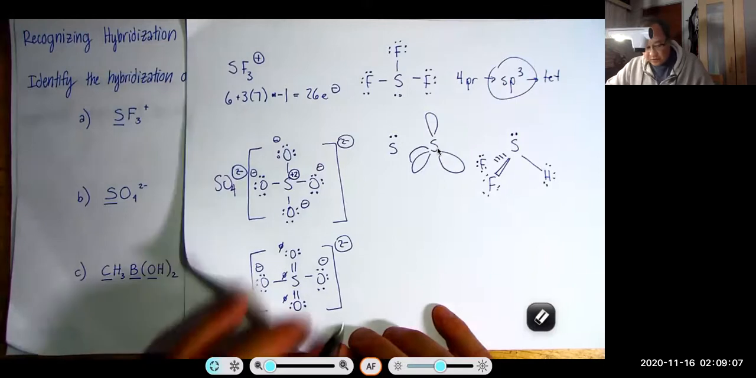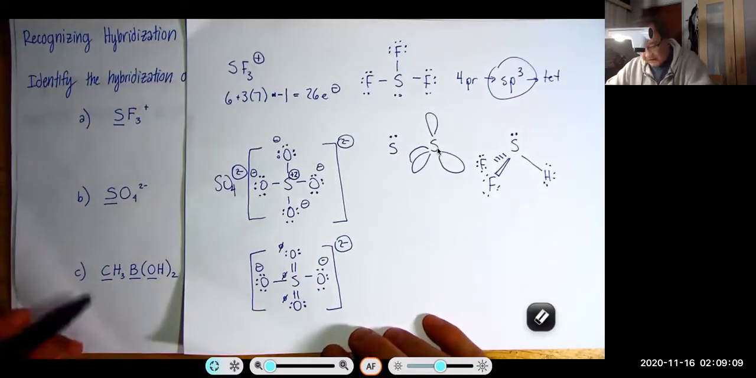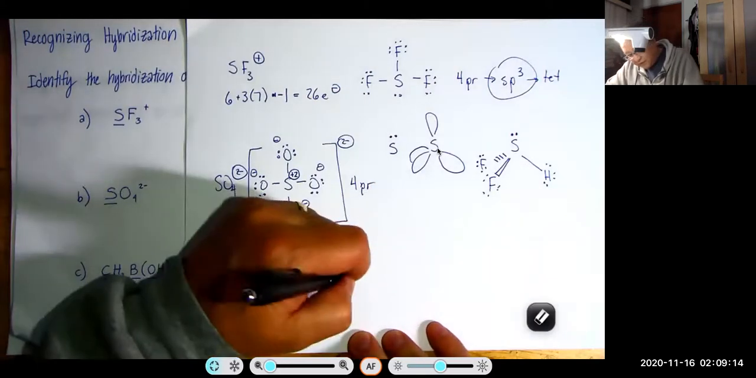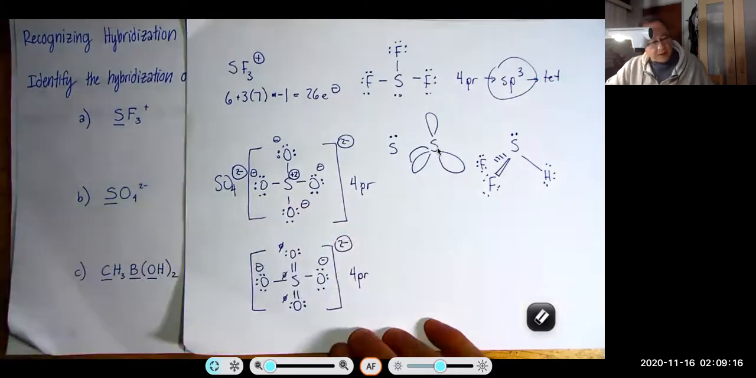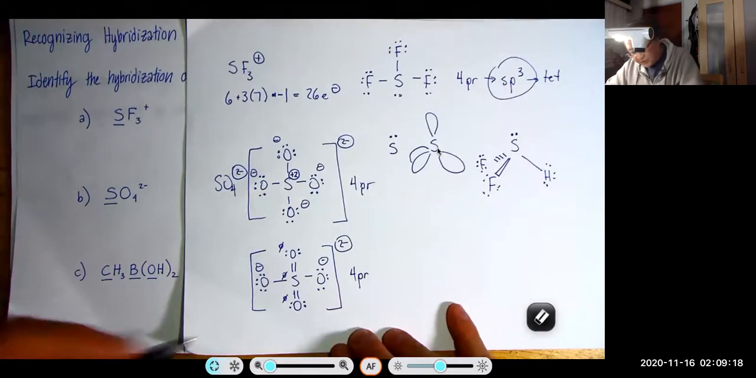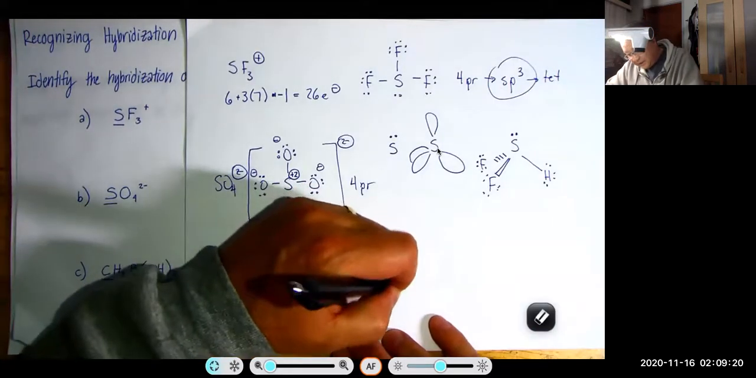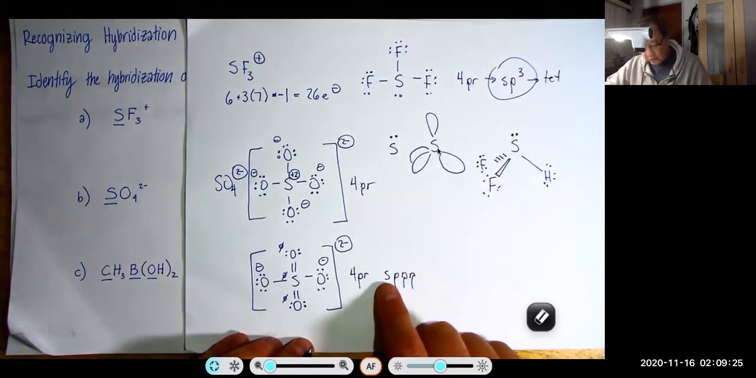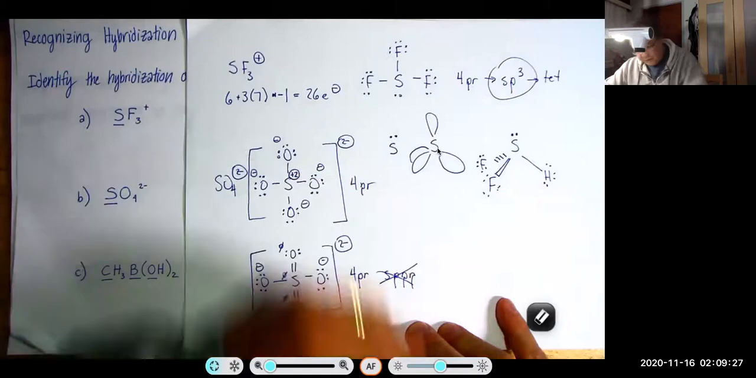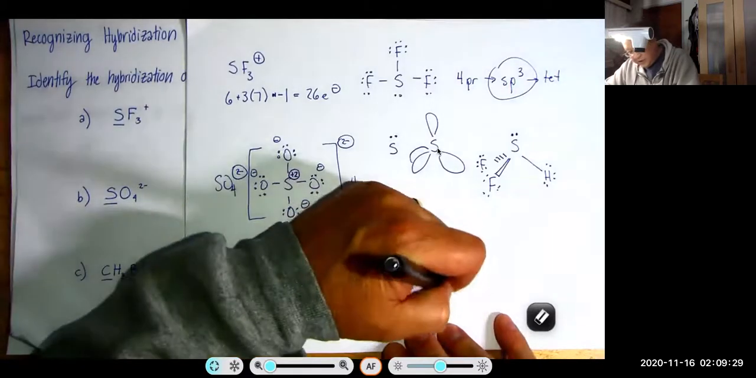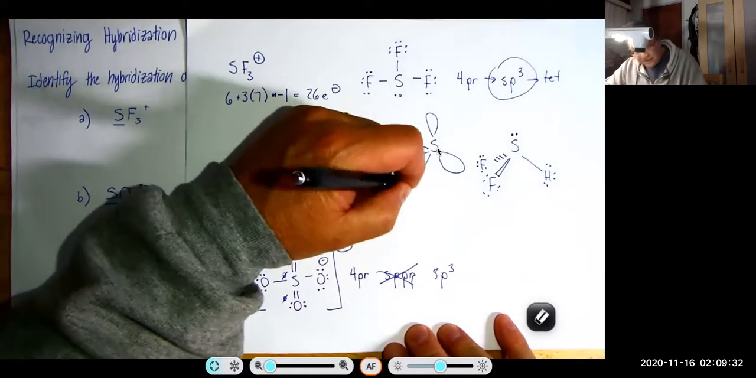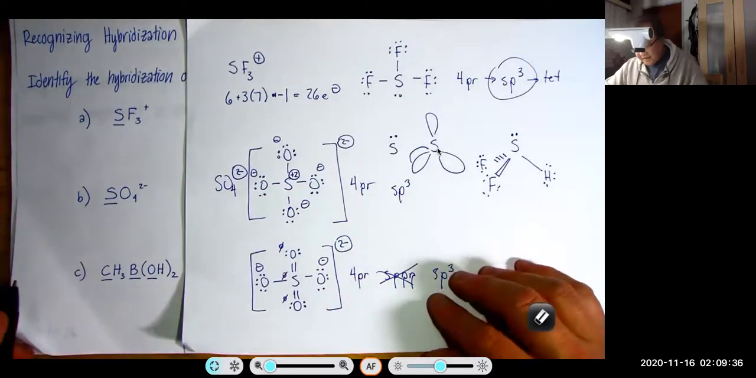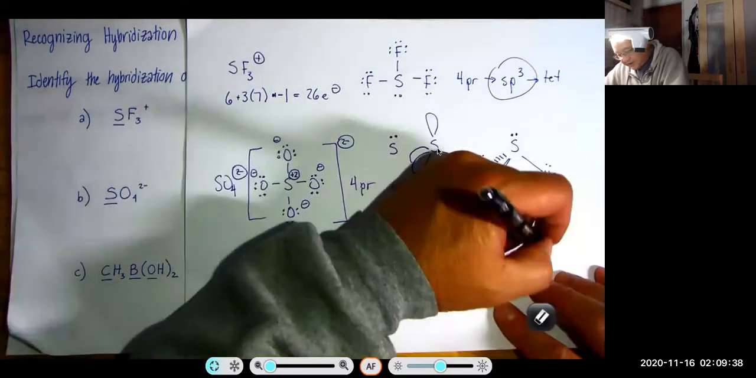But regardless of which one you go with, how many pair do each have? This has 4 pair. How many pair does this have? This has 4 pair. So with the 4 pair hybridization, what is the hybridization? 1 s, a p, and a p. 1, 2, 3, 4. 4 pair. So we don't write sppp, we write sp3. So even if you go with this structure instead of this one, it's sp3 hybridized. And how would you draw this? It would look like this.